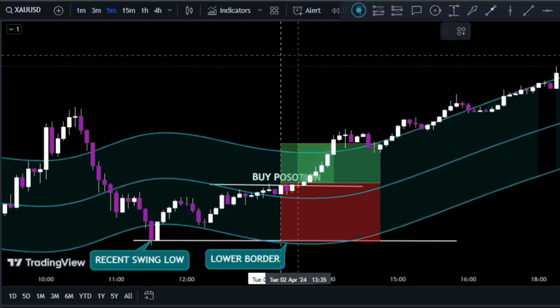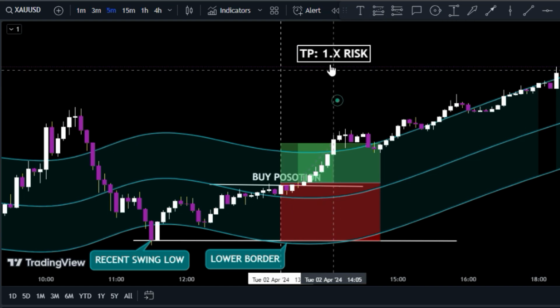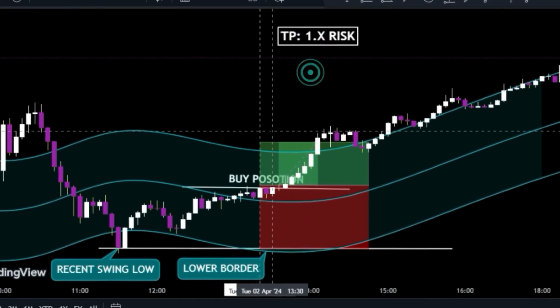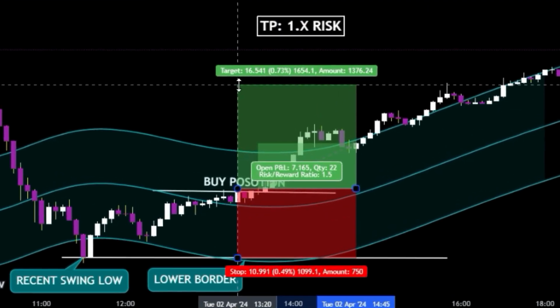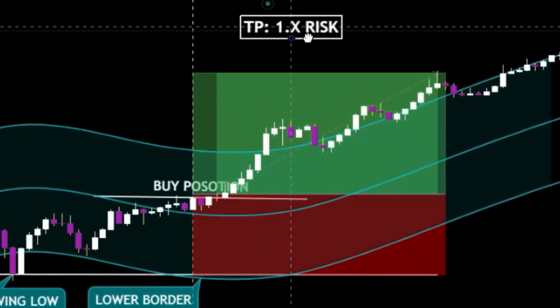And last but not least, let's set a target for your trade. Here's the handy trick. Aim for a take profit level that's 1.5 times the distance between your entry price and your stop loss level. This will help you lock in those sweet profits.